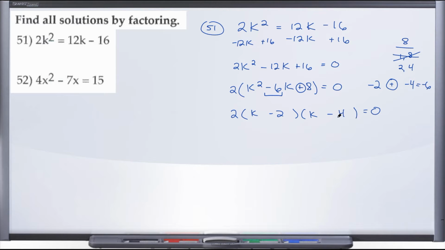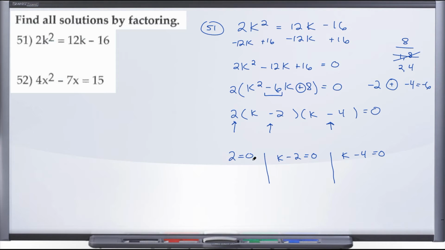And there you have it. We've factored our trinomial, but we're not quite done yet, because they want us to find all the solutions. What that means is that we have to take each of these factors, all three factors, and set each factor independently equal to 0. So let's do that. We now have 2 equals 0, k minus 2 equals 0, and k minus 4 equals 0.